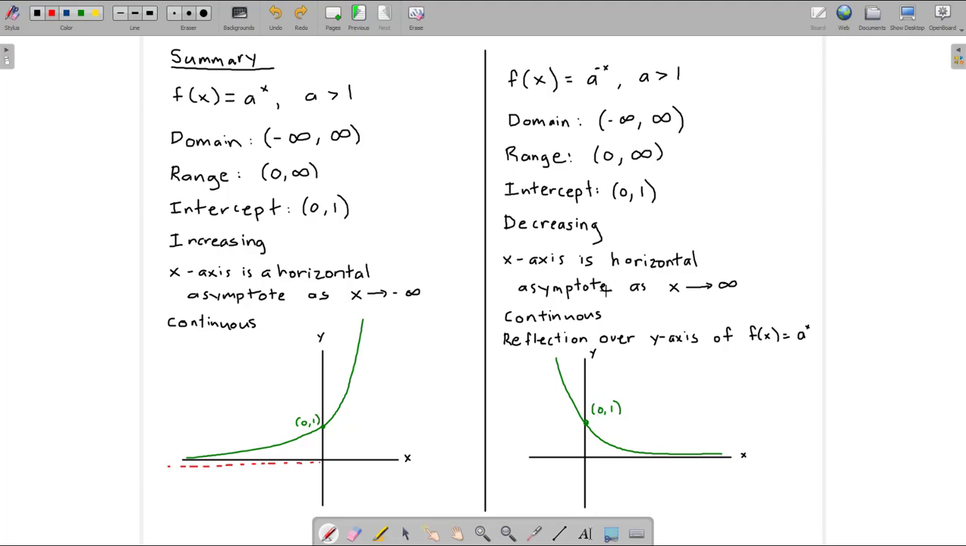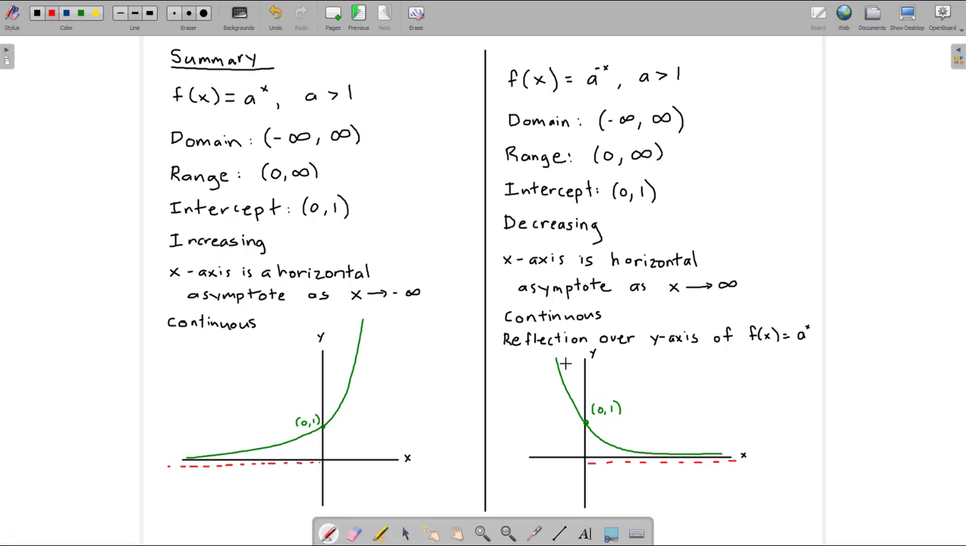Here the x-axis is a horizontal asymptote as x goes to positive infinity. So this time we're looking at it going this way. And going to the right, our function gets closer and closer to the x-axis, but it never touches it. So once again, the x-axis is a horizontal asymptote.